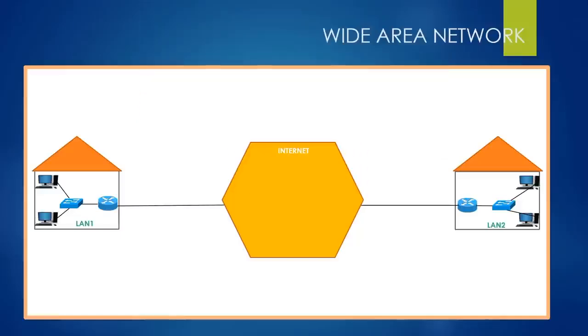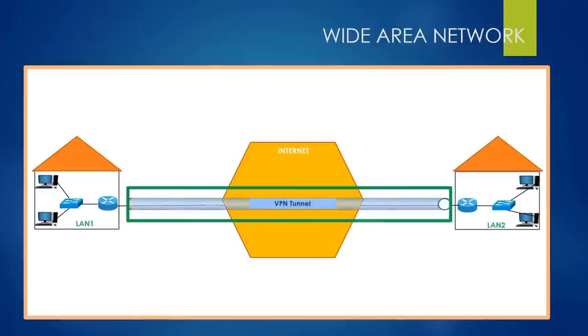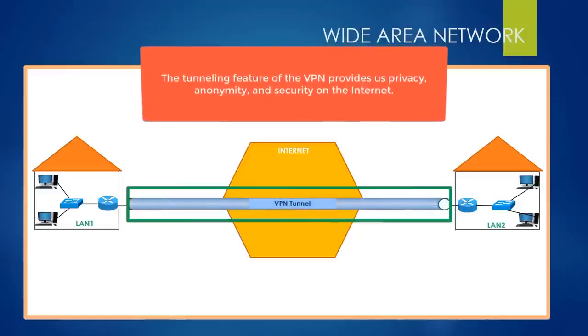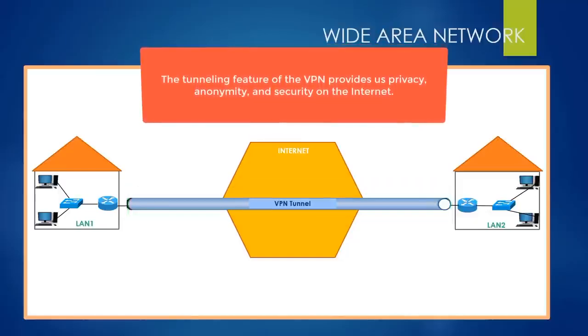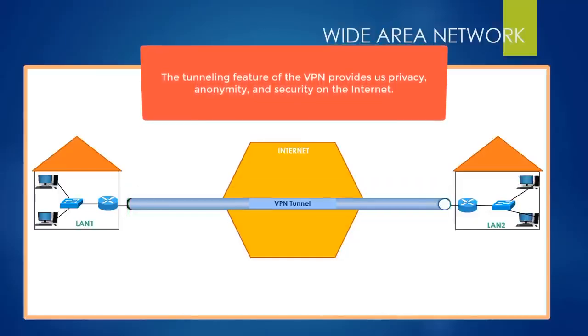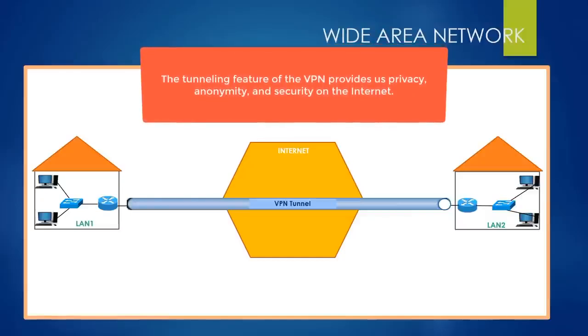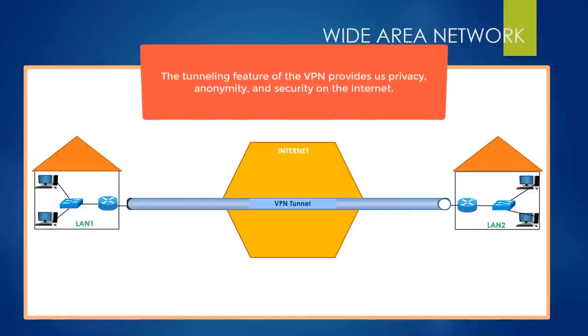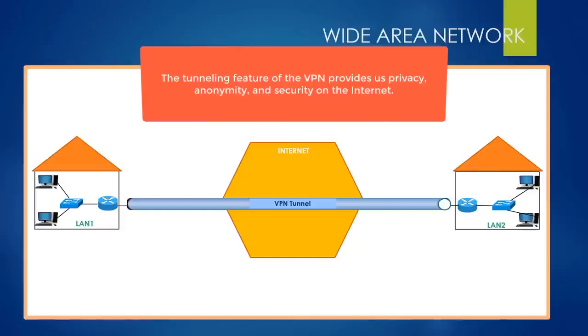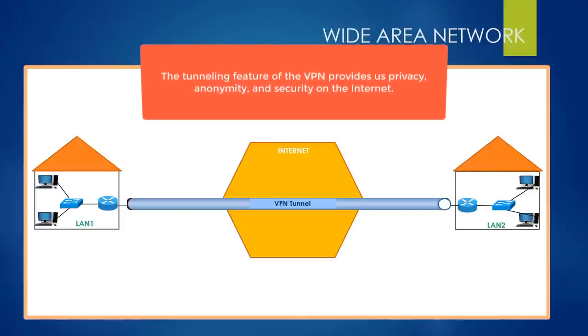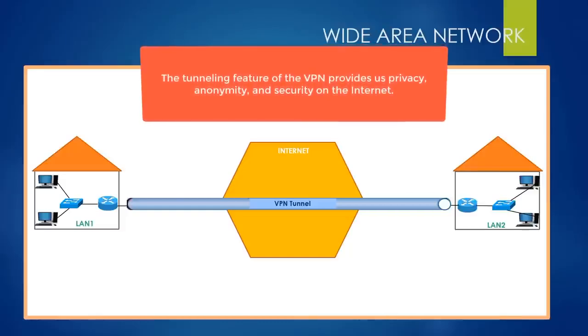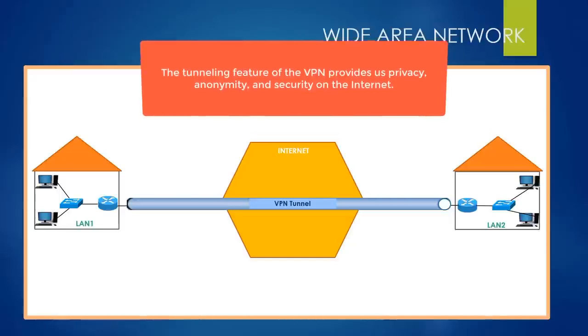But the most important feature you should know about VPN is the tunneling. This feature of VPN provides privacy, anonymity and security to us by creating a special network connection over a public network. This is really very important. I want to repeat this again. VPN tunneling provides privacy, anonymity and security to us by creating a special network connection over a public network.